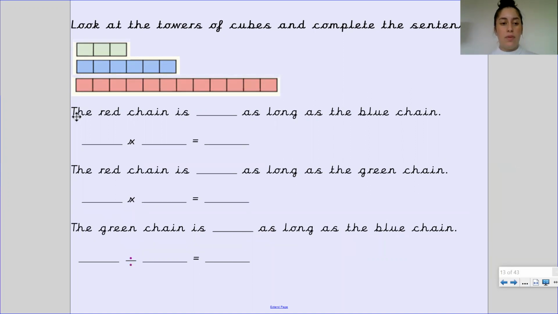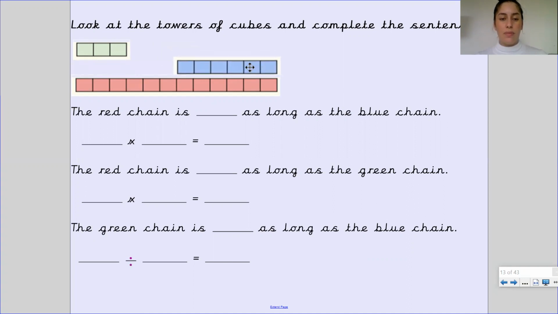Okay, so here the first sentence says the red chain is something as long as the blue chain. So I know I need to compare the blue chain to the red chain. Now I've got the blue chain here. I want to know how many of these blue chains are repeated in the red chain. So here I can have one lot of blue chains and I can repeat it another time.